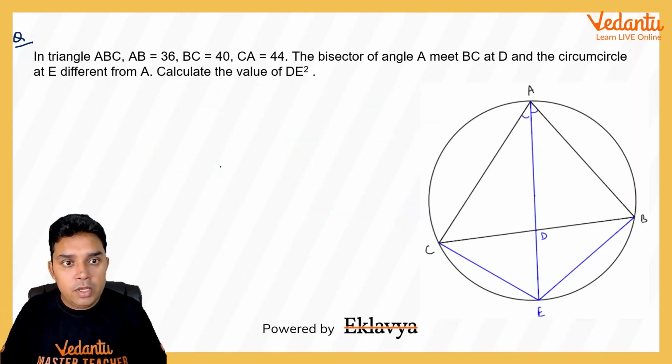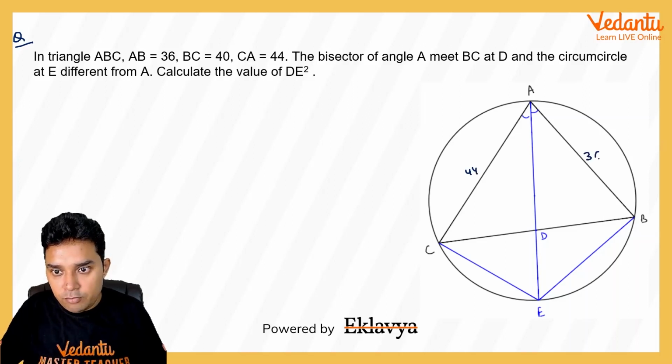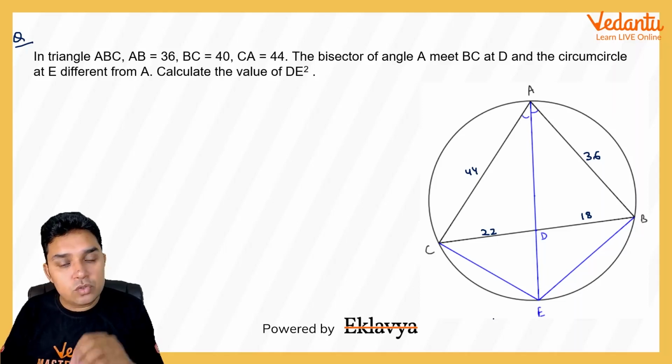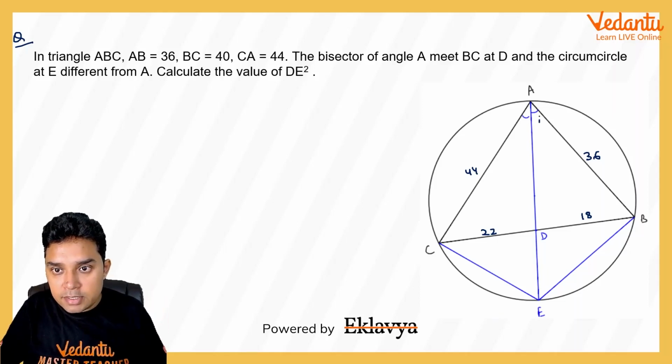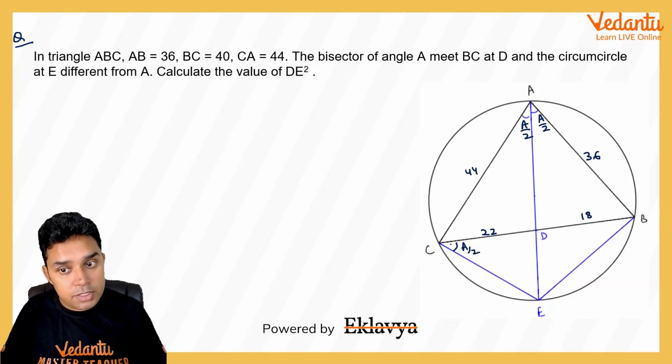Let us see how. In our previous slide, we wrote that AC is 44, AB is 36, we found CD to be 22 and this to be 18. Once again, because there is a cyclic quadrilateral, many angles will be equal. Like this angle is A by 2 here, this angle is also A by 2 here, so this angle will be A by 2. BE subtends the same angle at A and the same angle at C. Also this CE subtends A by 2 here.